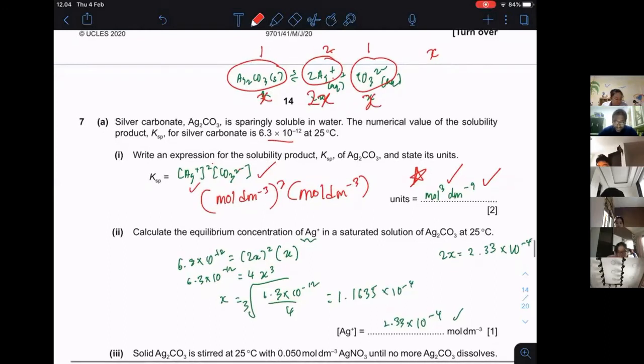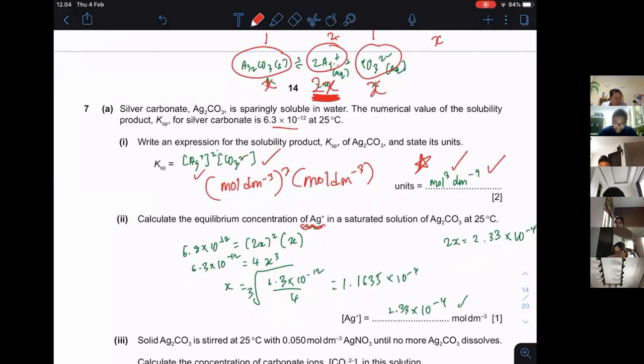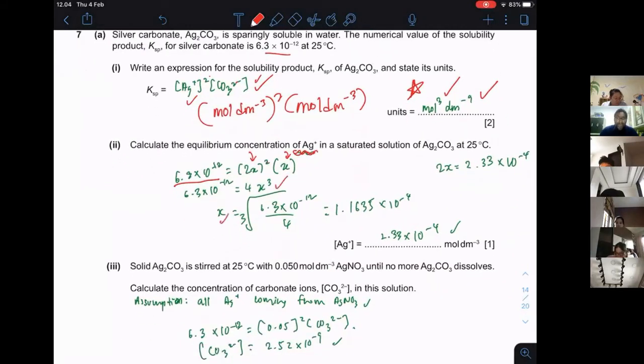But they want the concentration of Ag+. Yeah, be very careful. Once you find the x, you want Ag+, so Ag+ is 2x. Some of the students forget to times by 2. Okay, so please take note. In this case, if I use the Ksp, what I can use is 6.3 times 10 negative 12 equals 2x to the power of 2, and then I put x. Just put in the Ksp over there. Then I will get 4x to the power of 3. I can find out what x is. I found out that x is like this.